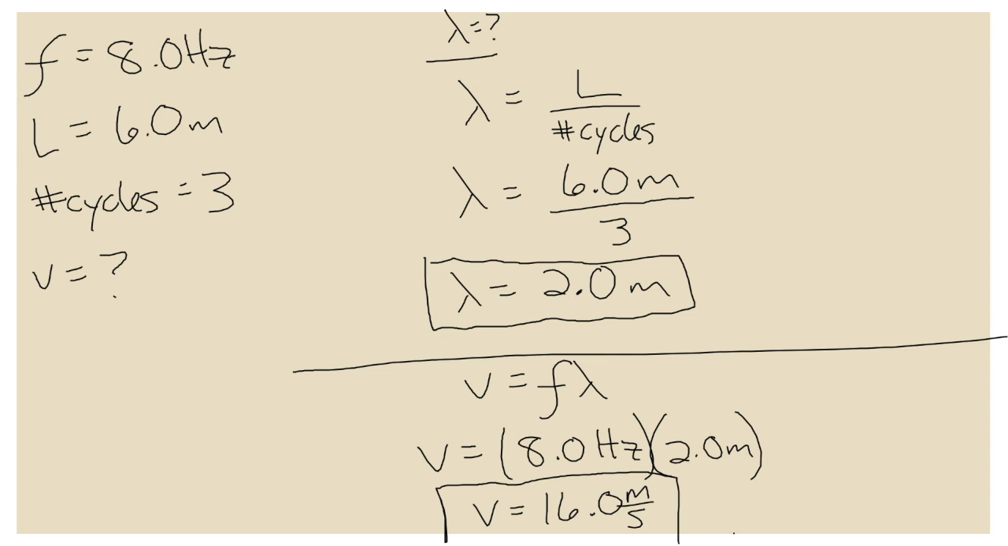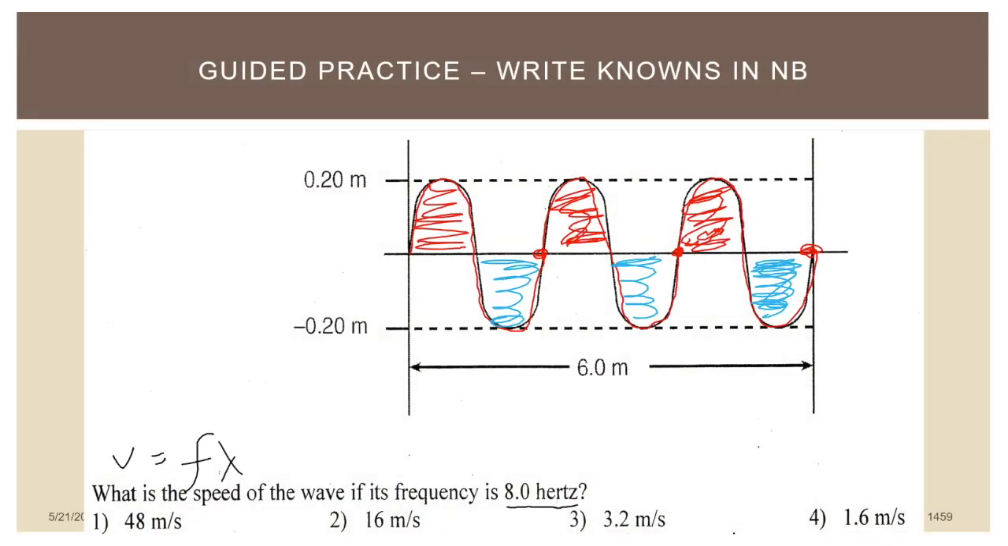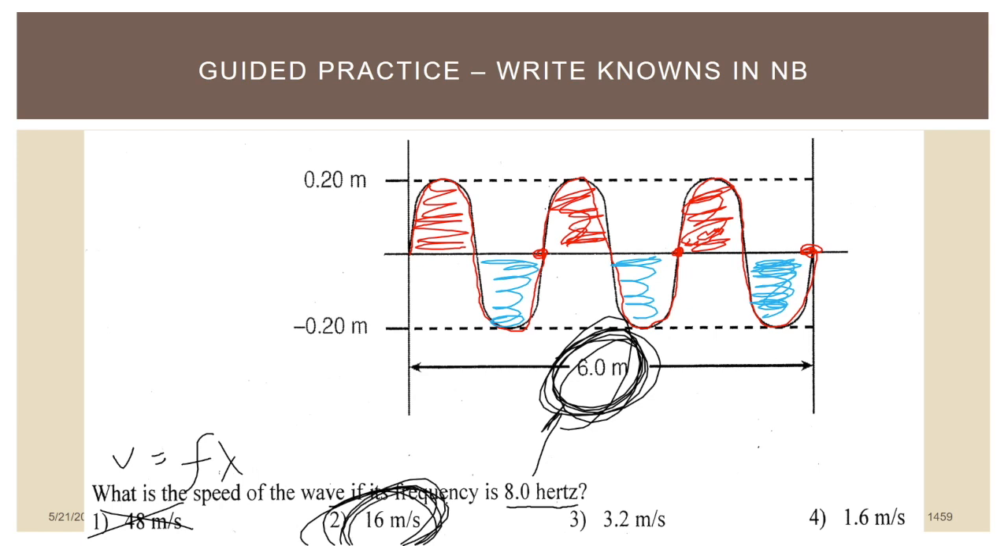Now, I just want to point out one thing very quickly before we move on to the next problem, which is you've got to really pay attention when they give you these length measurements, not to get tricked into thinking that's the wavelength. Notice the first answer choice here, 48 meters per second, is what you would get if you took this 8 hertz frequency and multiplied it by the 6 meter wavelength. You have to recognize here that there are multiple cycles shown, making the wavelength only 2 meters, which is what makes the wave speed choice 16 meters per second.